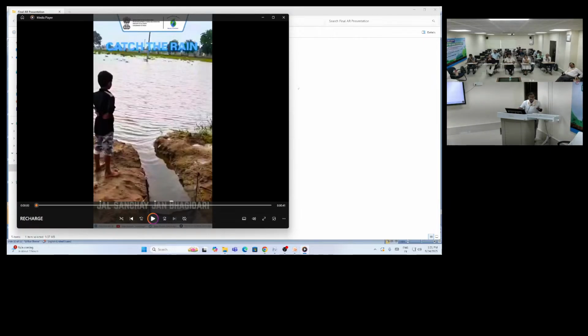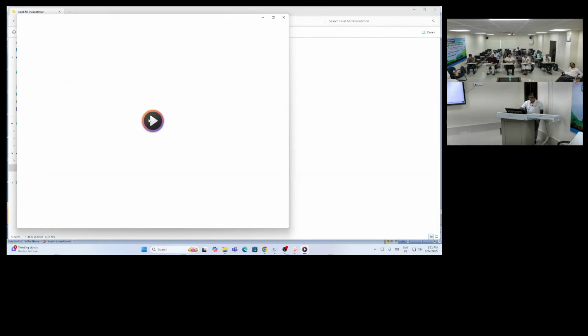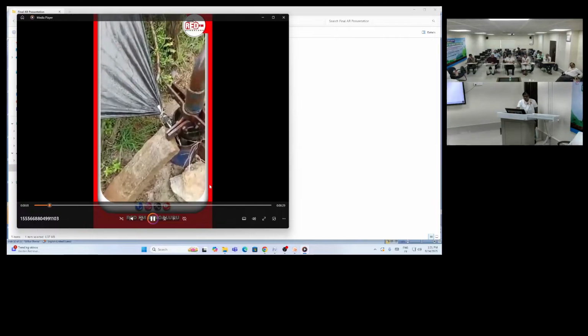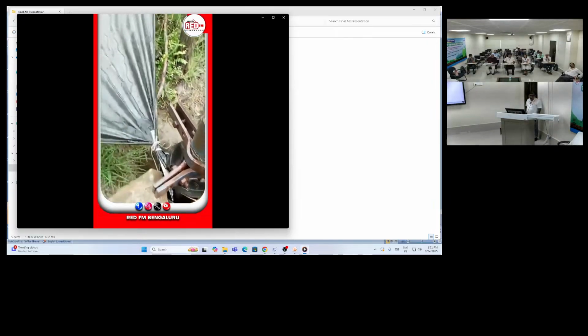For research purposes, if you are interested, you can put one flow meter to measure the quantum of water you are recharging, and you can install a DWLR with telemetry system to record the water level condition, whether it is rising, and what is happening. That record you can also check. And here is another example, just for showing: for recharging, anything can be done. Just see how they are recharging.